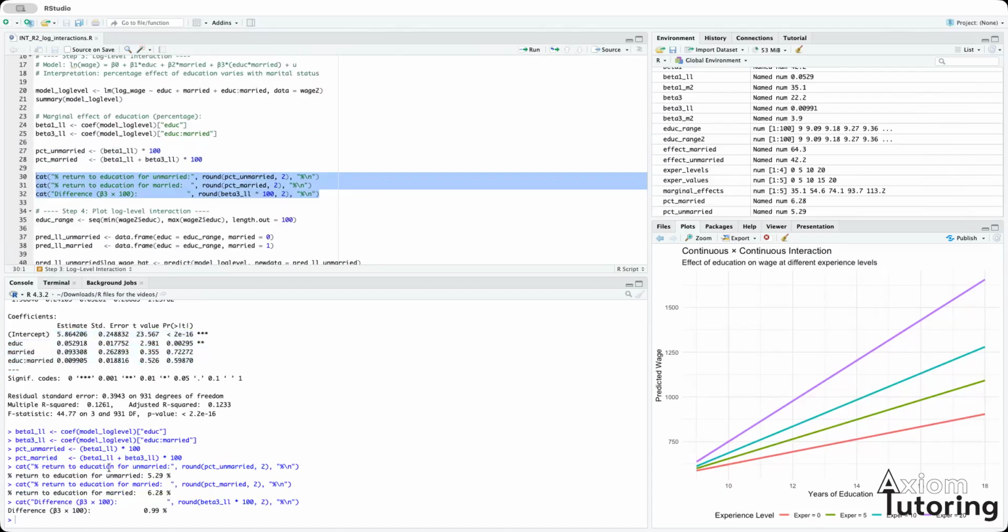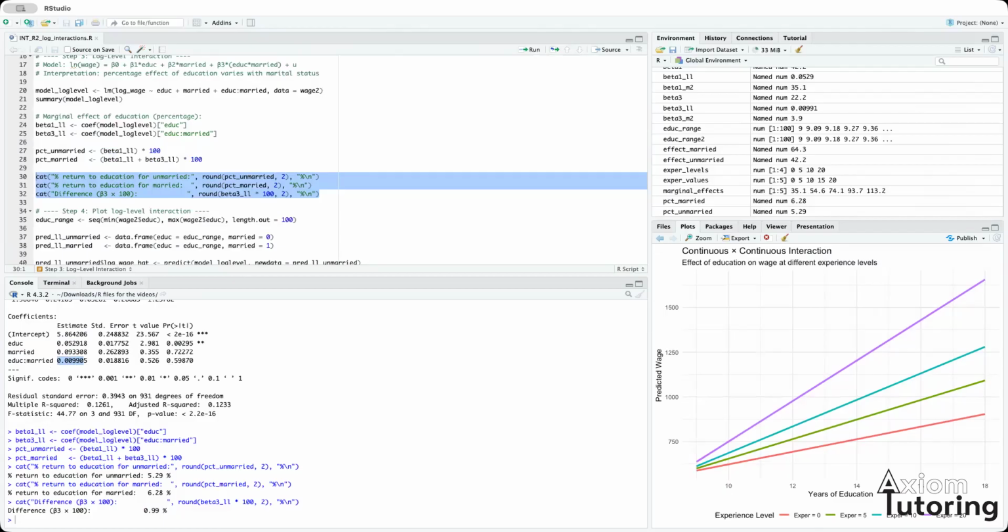So for return to education for the unmarried, that's the 5.29 that we saw here. For the married, it should be the 5.29 plus the beta 3 in here. That's why we see the 6.28, and the actual difference between the two is the 0.99%, which is what we would get if we multiplied the beta 3 in here by 100. So it all fits within that theoretical framework that we have seen so far, okay? So again, the interaction term tells us how much the percentage return differs between married and unmarried individuals in here.